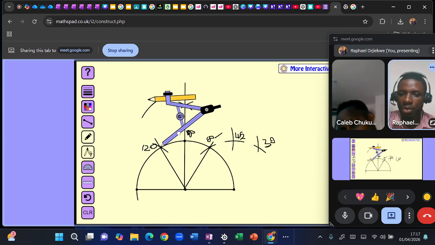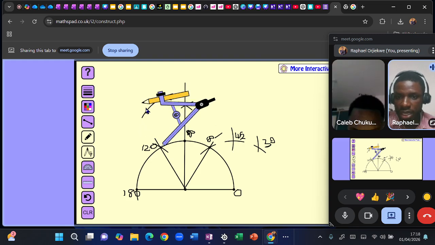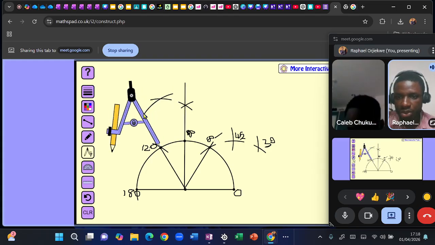Note that 180 is on a straight line. So I'm going to write 180 here, and I'm going to write 0 here. So all of these are in degrees. So at 120, let's bring the compass a bit closer, and let's draw one here like this.